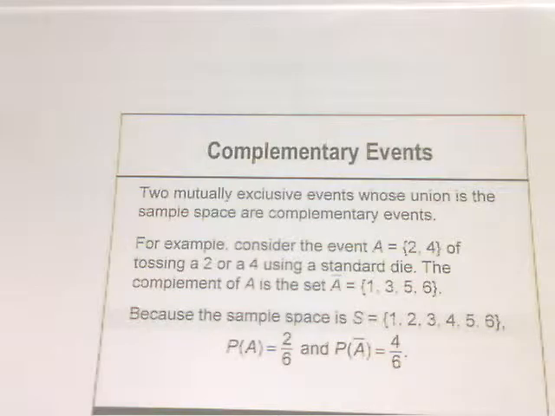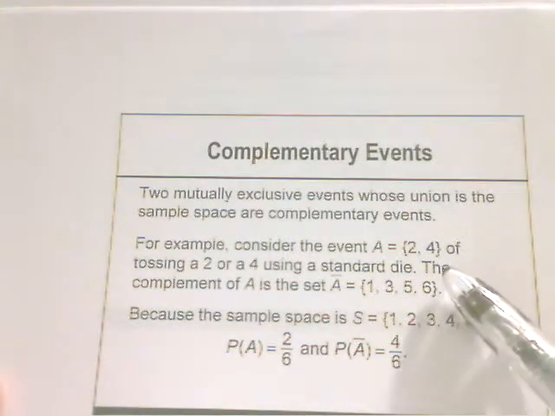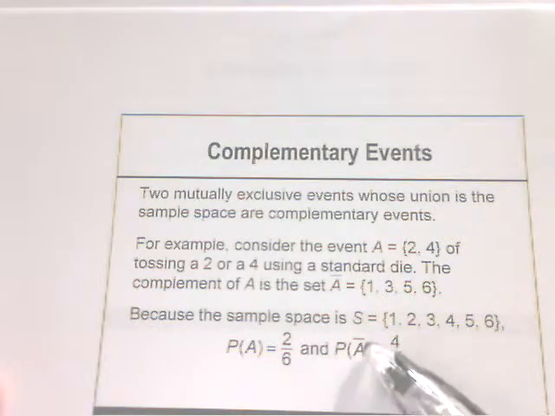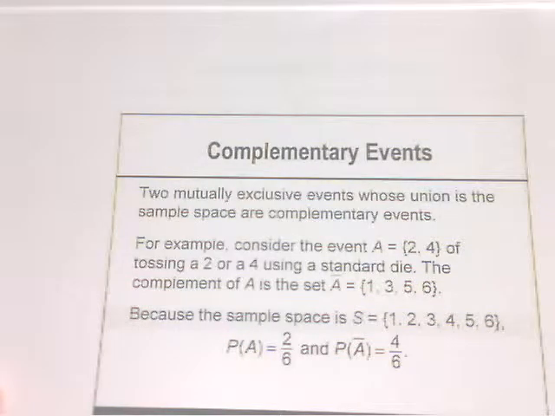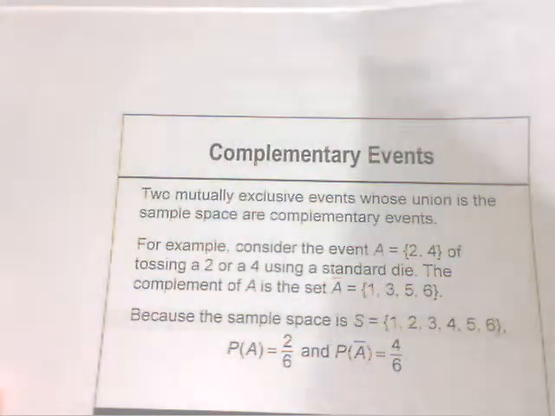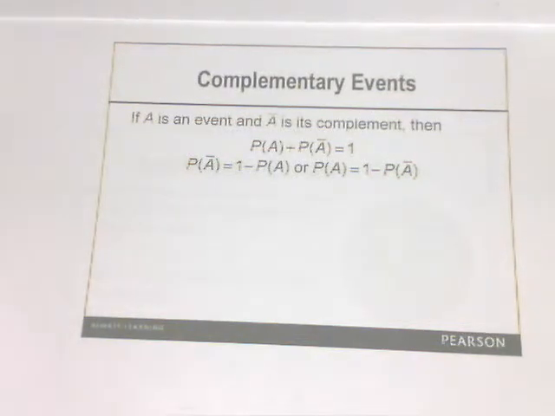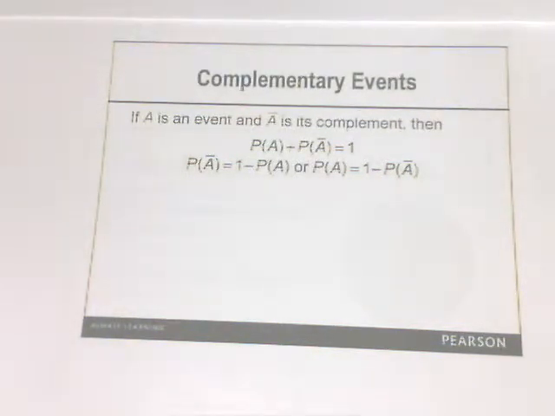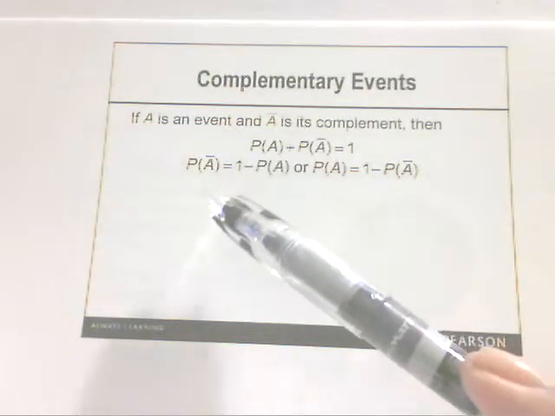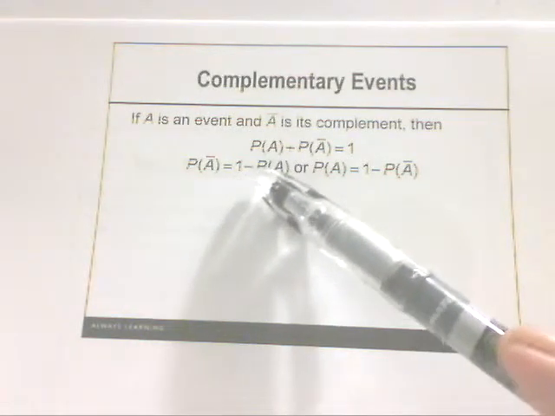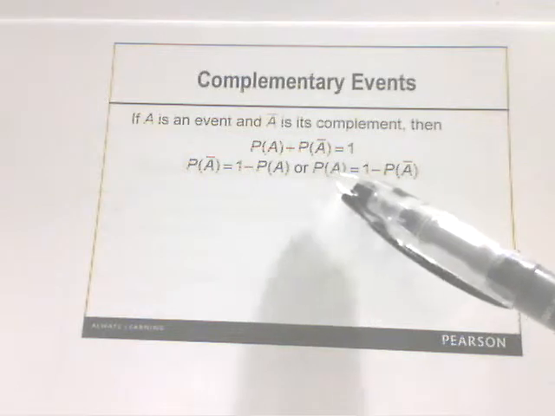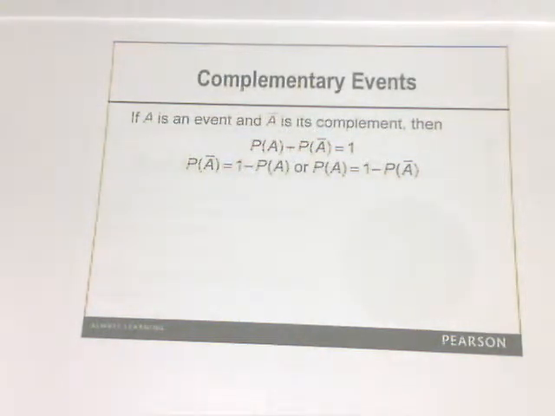In this case, the probability of event A would be 2 over 6, because you have two numbers out of 6. Then the probability of A complement would be 4 out of 6. In other words, you subtract 1 minus 2 over 6 to get 4 over 6. Okay, and here, if A is an event and A bar is its complement, then the probability of A plus the probability of A complement would be equal to 1. Then the probability of A complement would be equal to 1 minus the probability of A, or we can say the probability of A would be equal to 1 minus the probability of A complement.